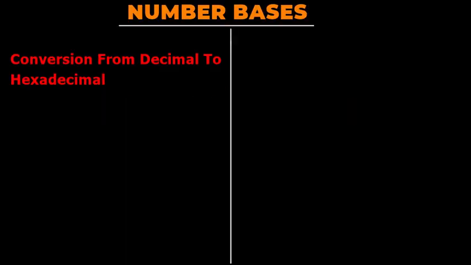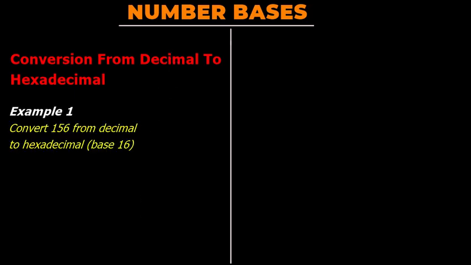Hello, you're welcome to this class, and we will be considering conversion from decimal to hexadecimal. Remember, hexadecimal is base 16 and decimal is base 10. So let's take an example. Example 1: we have to convert 156 from decimal to hexadecimal.